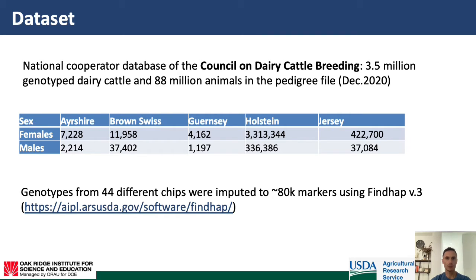The calculations were compared using the National Cooperator Database of the CDCB, and those were more than 3.5 million genotyped animals and 80 million records in the pedigree file of December 2020. The number of animals by breed and sex are shown in this table, and the genotypes for all animals came from 44 different chips that had been previously imputed to 80K using FImpute version 3.